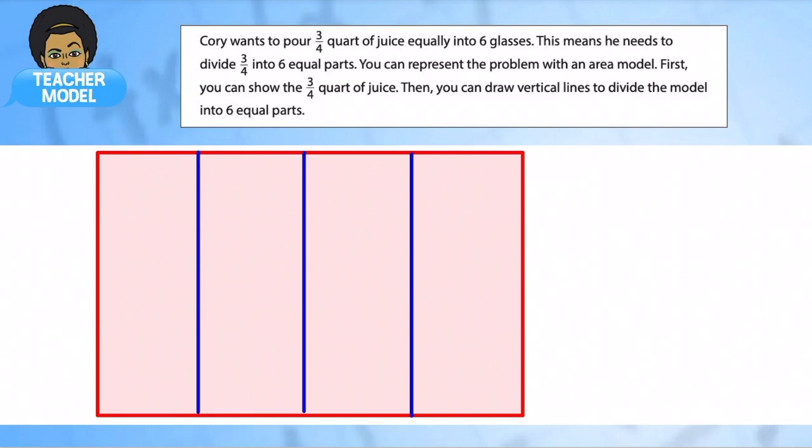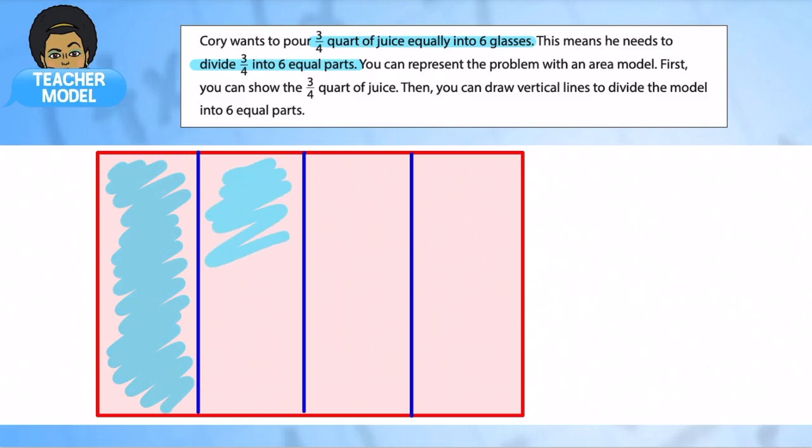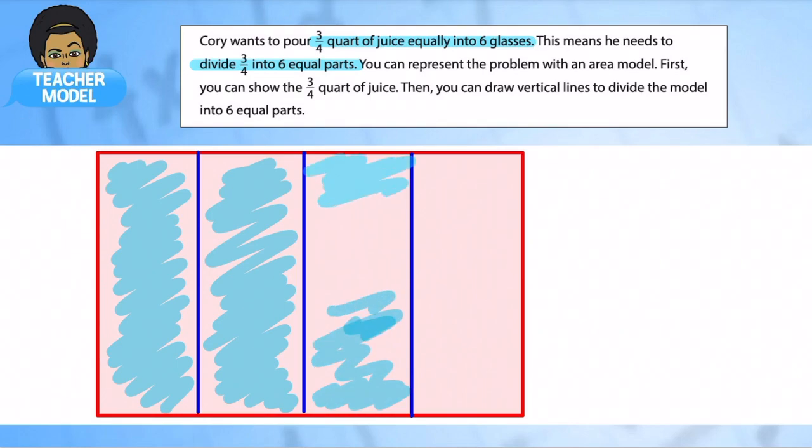Corey wants to pour 3/4 quarts of juice into 6 equal glasses. That means he needs to divide 3/4 into 6 parts. And let's represent this using an area model. So let's pretend all this is the juice. You can see I already have 4, and all this makes up the juice.